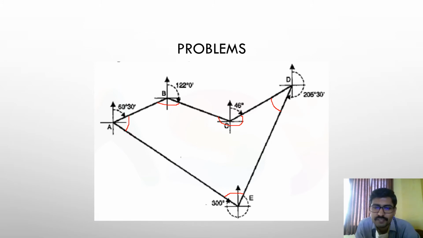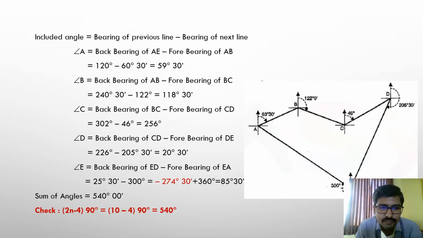In a similar way, line CD is drawn at 46 degree, line DE is drawn at 205 degree, and line EA is joined at an angle of 300 degrees, right? So this is how you are going to draw the rough diagram for any of the problems given. Now, the solution: how exactly to work it out is, you have the rough diagram beside you.